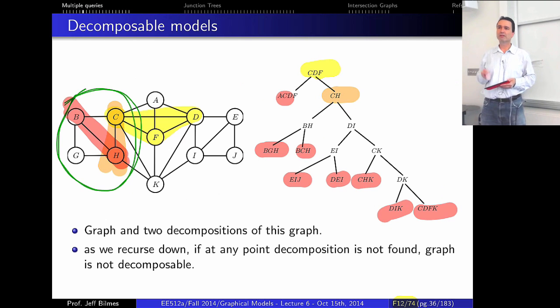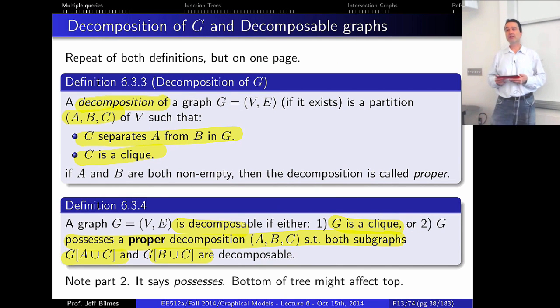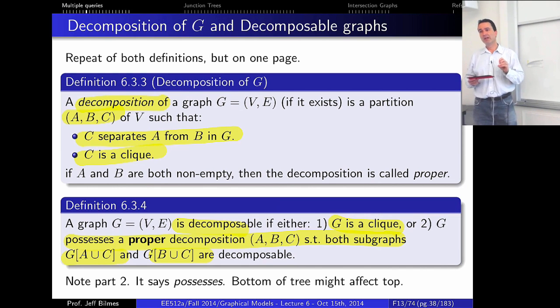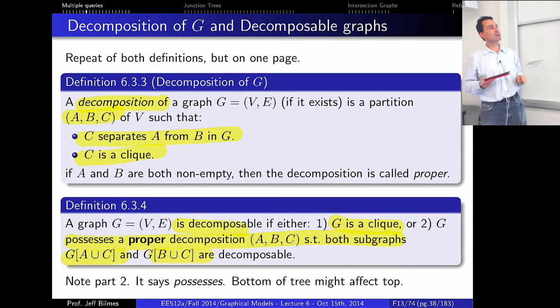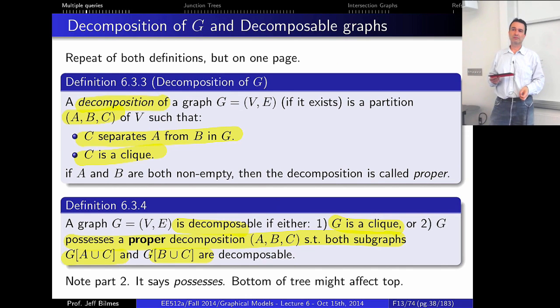Somebody was raising their hand. Yep. So the definition you're checking, between A and B, that's just part of the decomposable definition? Yeah, so here are the two things together on the same page. Basically, we defined a decomposition. A decomposition is kind of like a parent and its children, and then decomposable is the whole tree. It's sort of recursively applying a decomposition until we get to the base case, which says that it has to be a clique, which corresponds to the leaf nodes of the tree.